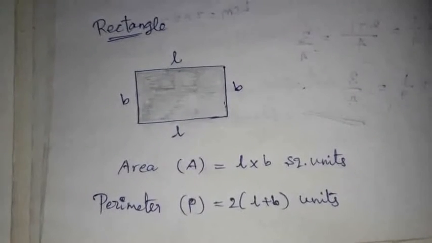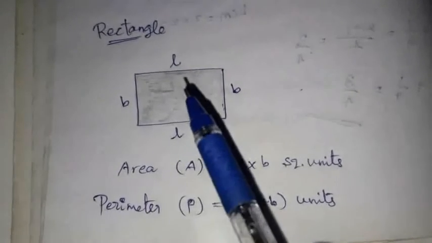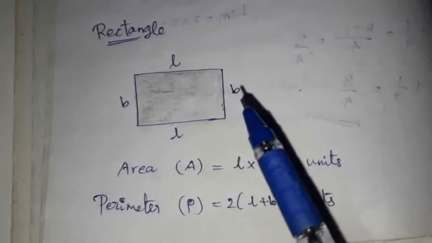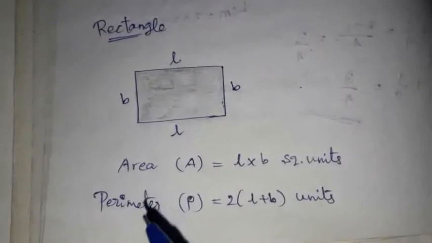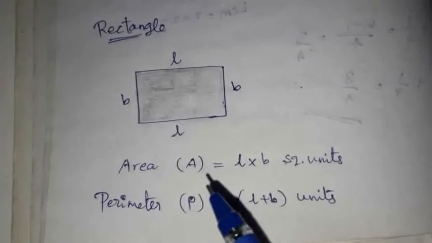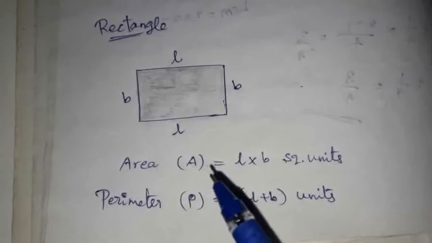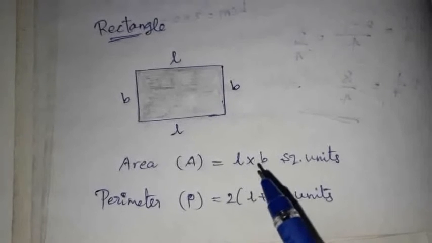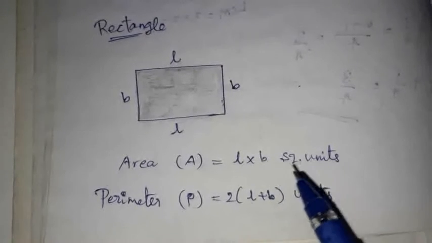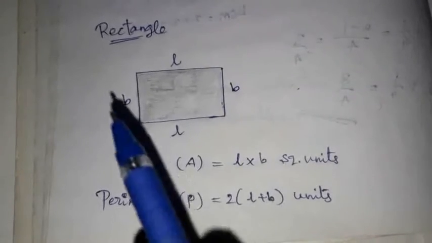Now we are going to see the area and perimeter of a rectangle. This is the length and this is the length. This is the breadth and this is also the breadth of the rectangle. Area of rectangle, capital A is the symbol of area. Area of the rectangle equals L into B square units. That means length into breadth square units. We have to multiply the length and breadth, then we can get the area of the rectangle.